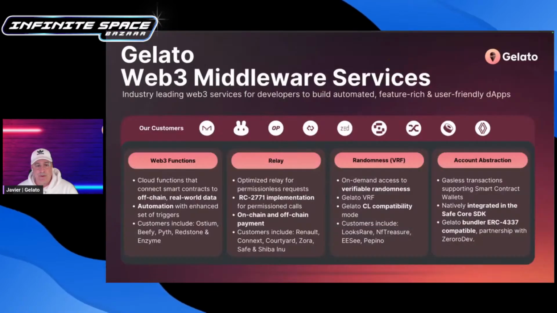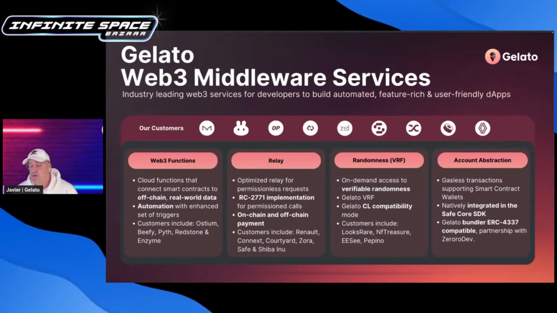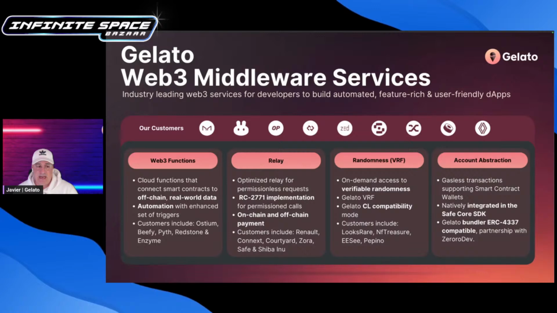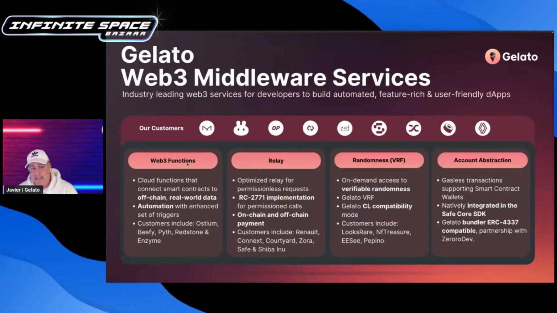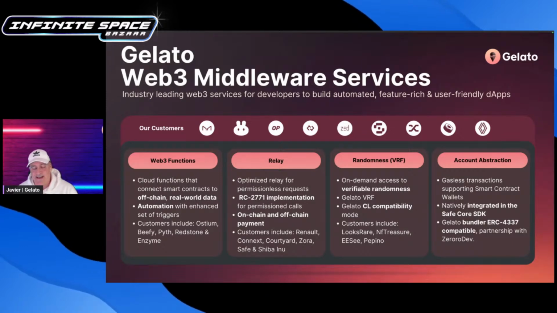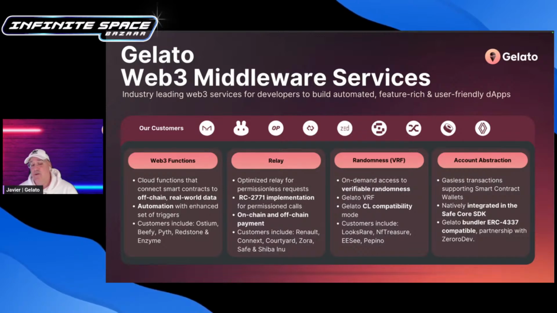So when we think about the services, Gelato is probably already well known for all of these services because we started in 2021. These are what we call our middleware services. Our middleware services are first Web3 functions. Here we have a way to very easily automate, get off-chain data, and then publish transactions on chain depending on your custom logic. And here we have different use cases and customers like the ones shown in the slide.